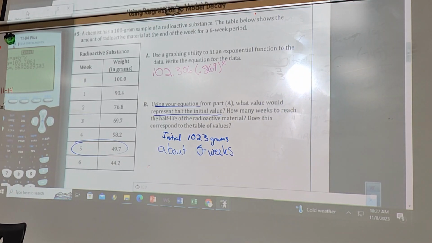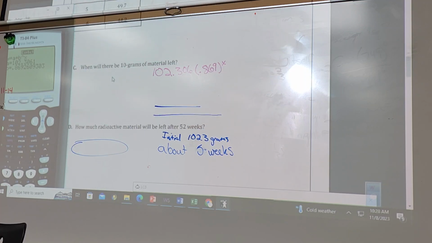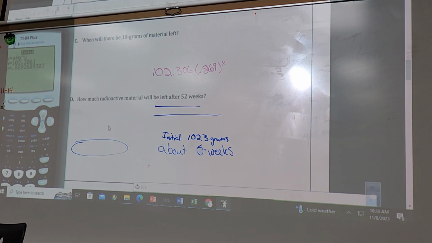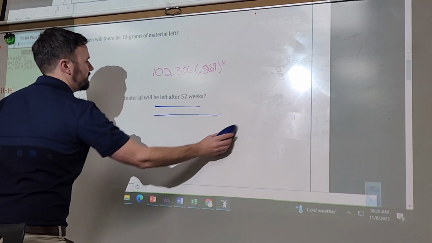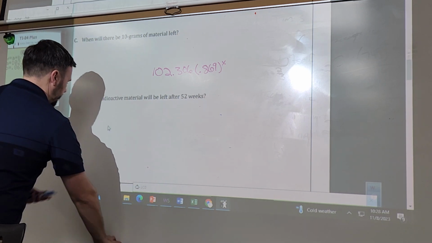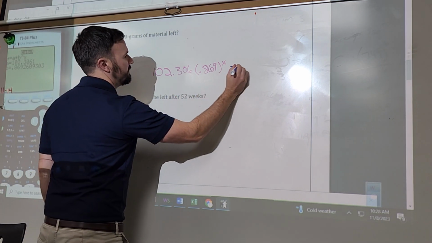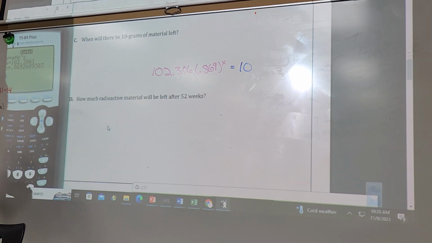All right, good. How are you supposed to know that on C? You just do it a lot. No, they actually solved it using logs, but we haven't done that yet. But that's okay. We don't need logs. Watch this. Can we do this without logs? Of course we can. We set our equation equal to 10. Can I do that on my graphing calculator? Yeah, let's do it.